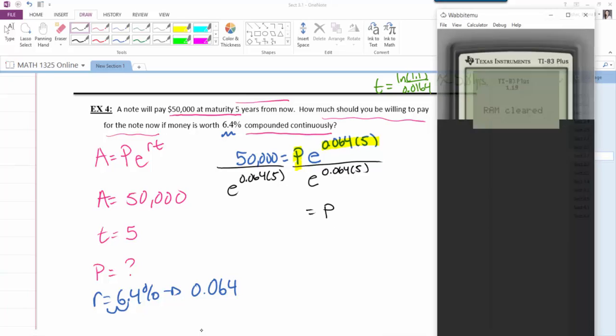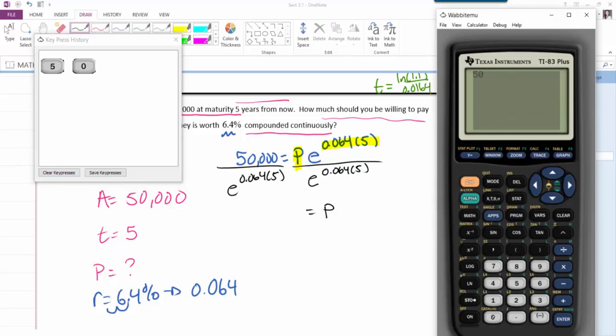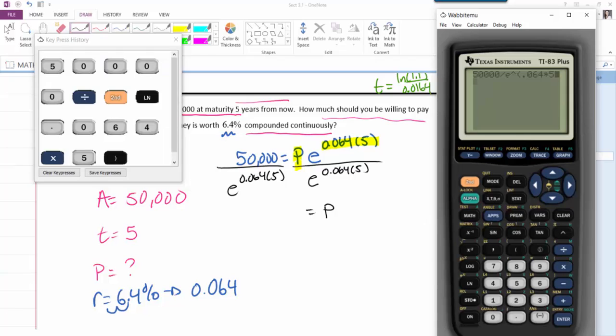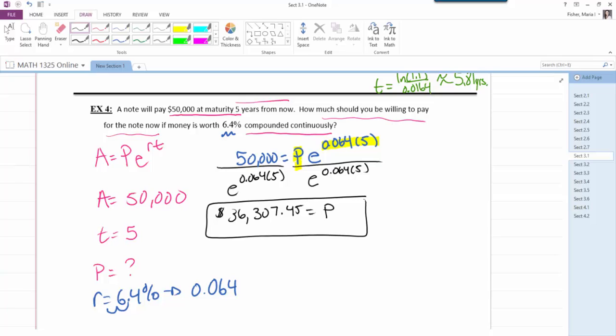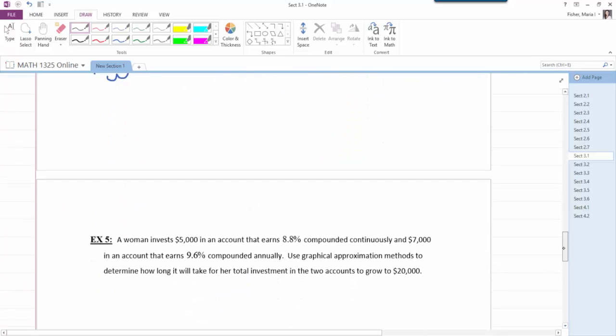Using a calculator, we would have 50,000 divided by E raised to the 0.064 times 5. We hit enter and we get $36,307.45. So P is going to equal $36,307.45. So the amount of money that I need to be able to put down today for my note to mature to $50,000 in 5 years at a rate of 6.4% is $36,307.45. Let's take a look at example 5.